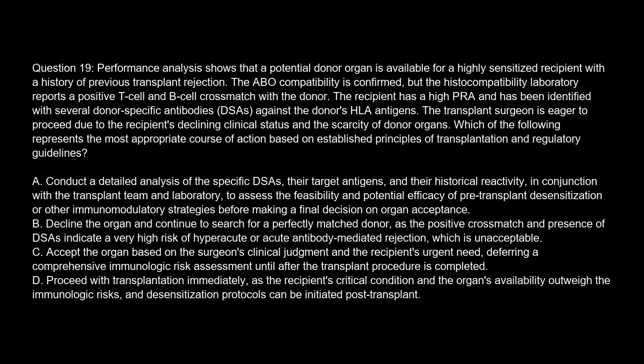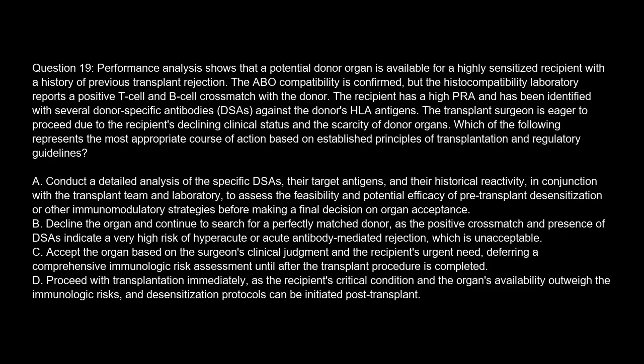of previous transplant rejection. The ABO compatibility is confirmed, but the histocompatibility laboratory reports a positive T-cell and B-cell crossmatch with the donor. The recipient has a high PRA and has been identified with several donor-specific antibodies, DSA, against the donor's HLA antigens. The transplant surgeon is eager to proceed due to the recipient's declining clinical status and the scarcity of donor organs. Which of the following represents the most appropriate course of action based on established principles of transplantation and regulatory guidelines?